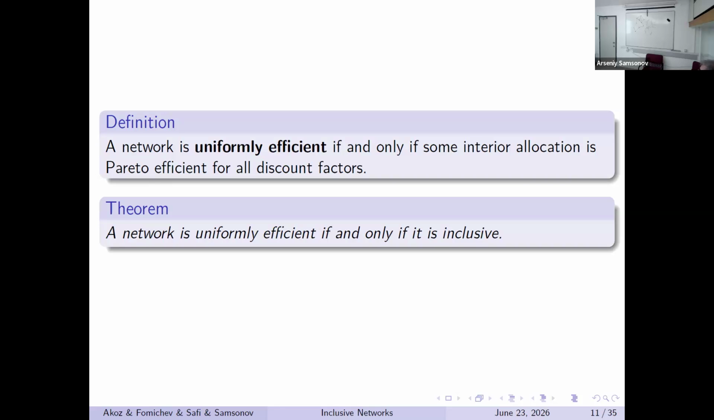I didn't understand why it's not Pareto efficient to give everything to the center. It is Pareto efficient. So what's the problem? It's not uniformly efficient. I did not say which allocations. Which allocations are Pareto efficient? What I want to show is that the interior allocations are not Pareto efficient, because we can send a small amount to the center.